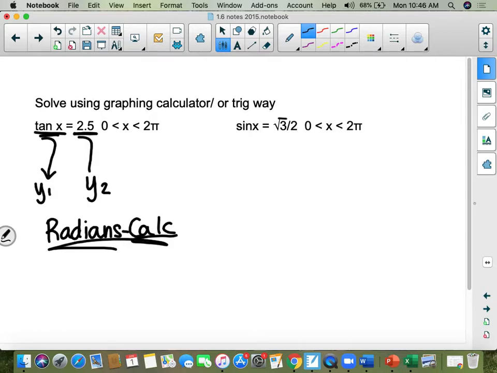So go under mode and look to see if your calculator says radians highlighted or degrees. Make sure your calculator's in radians. Okay, once I went under mode, I'm going to go under y equals, and under y equals, I'm going to clear everything under y1 and y2. How many times have we used the y1, y2 button? Many times already. Under y1, I'm going to type in tangent of x. And under y2, I'm going to type in 2.5. And I'm going to graph.